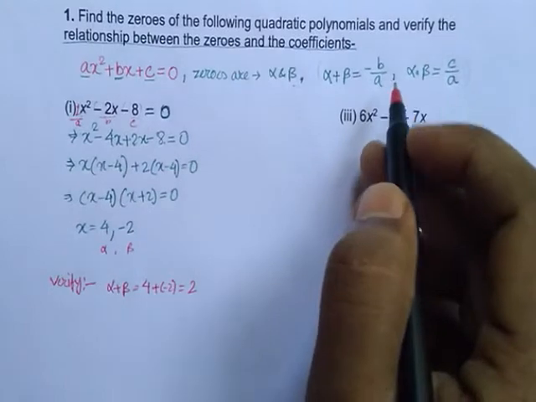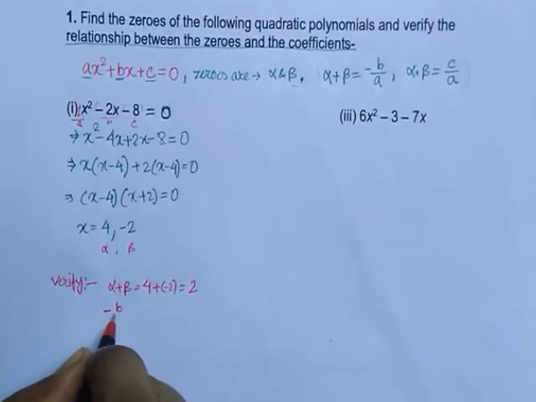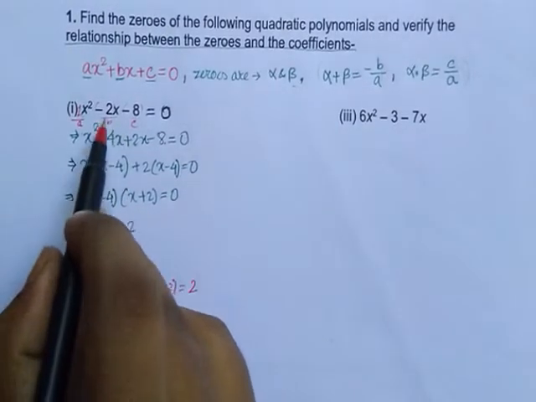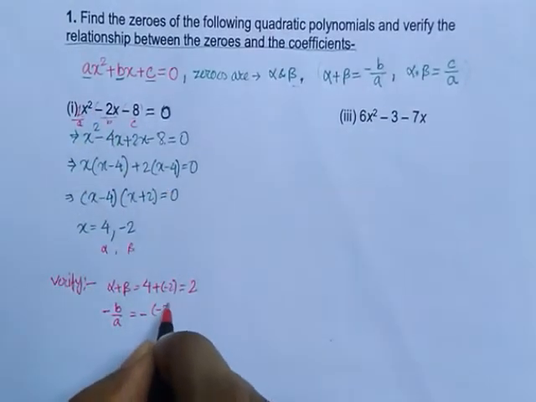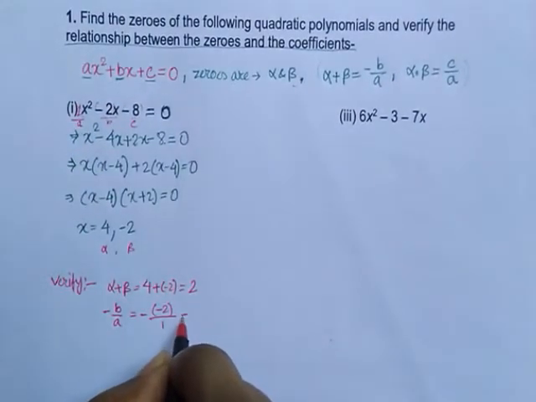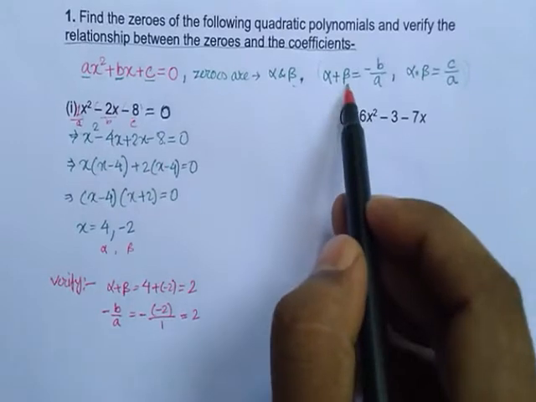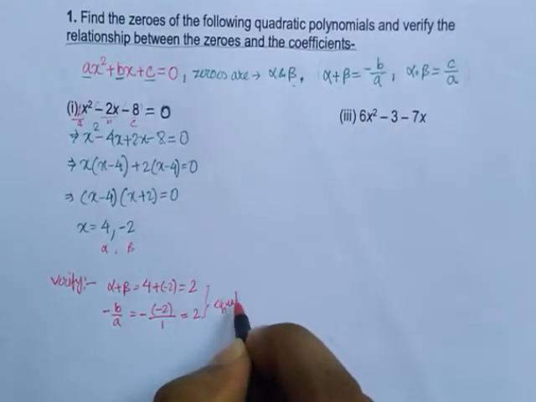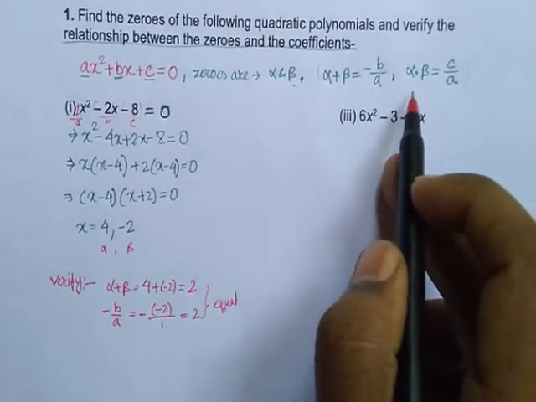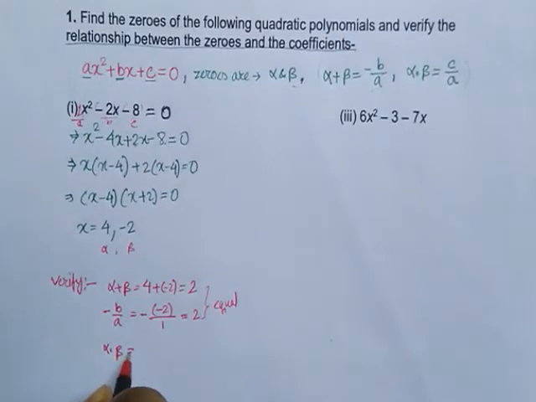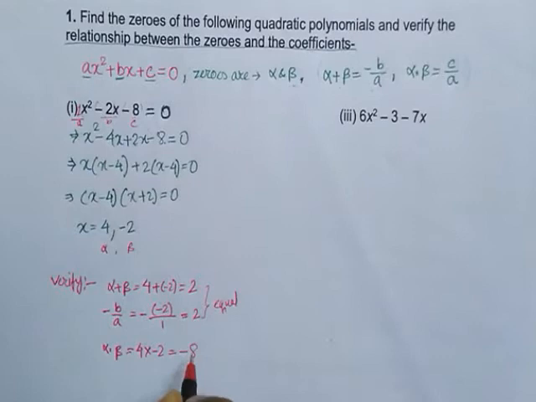On the right hand side it is minus b by a, here our b is minus 2 and a is 1, so the final answer we get is 2. Therefore the left hand side and right hand side of the first condition are equal. Similarly, for the second condition, we have to multiply the roots, alpha into beta equal to 4 into minus 2, the answer of which is minus 8.